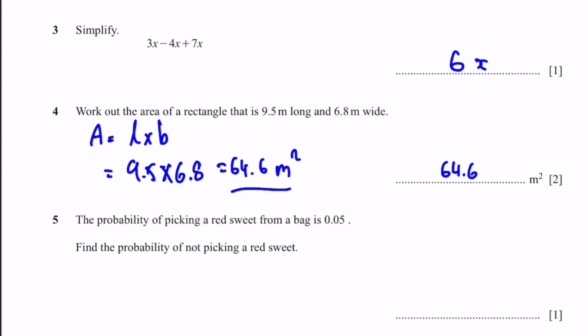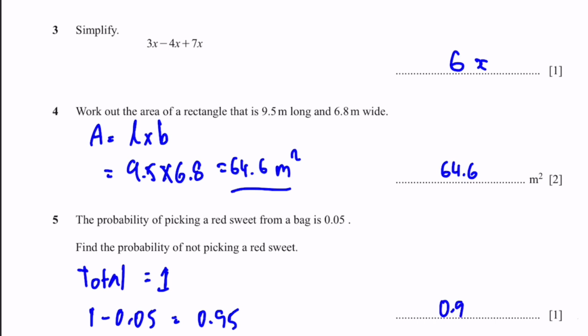Question 5. The probability of picking a red sweet from a bag is 0.05. Find the probability of not picking a red sweet. So the first thing we need to know is that the total probability is always equal to 1. Now the probability of picking a red sweet is 0.05, so the probability of not picking a red sweet will be 1 minus 0.05. That's equal to 0.95. That's the answer.